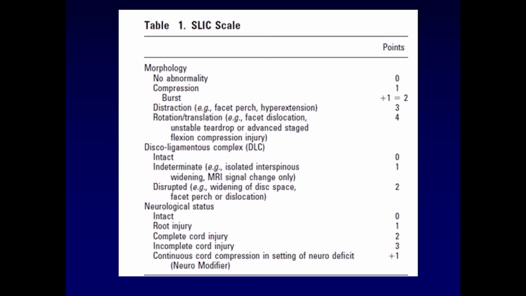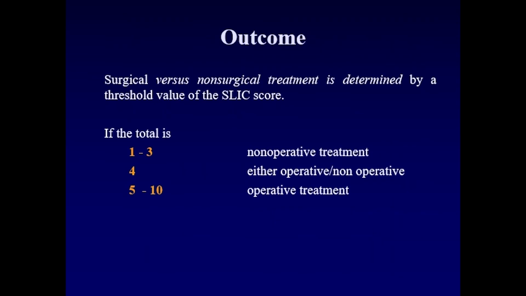Surgical versus non-surgical treatment was determined by the total score the patient had. If it was from 1 to 3, non-operative treatment. If the patient had a score of 4, this was a gray zone with either operative or non-operative treatment, and if the patient had a grade 5 to 10, operative treatment was indicated.